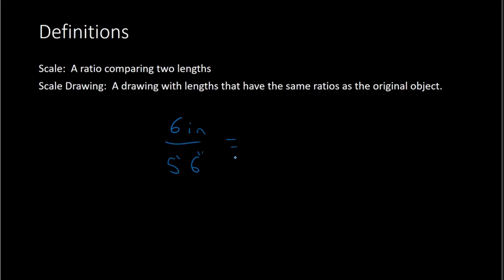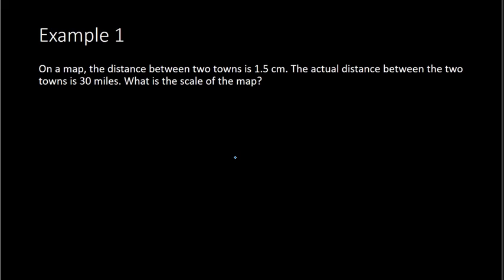So where this is particularly useful is in the application of maps. And there's many other applications as well when it comes to drawing or architecture. But the examples we will use for this lesson will be dealing with maps. So on a map, the distance between two towns is 1.5 centimeters, whereas the actual distance is 30 miles. And the question is, what is the scale of the map?